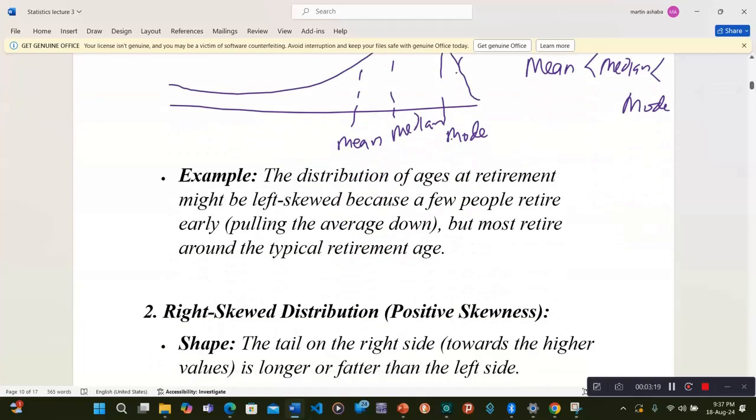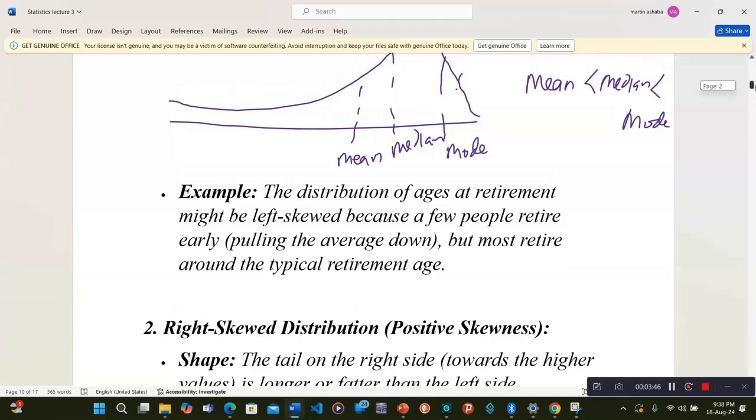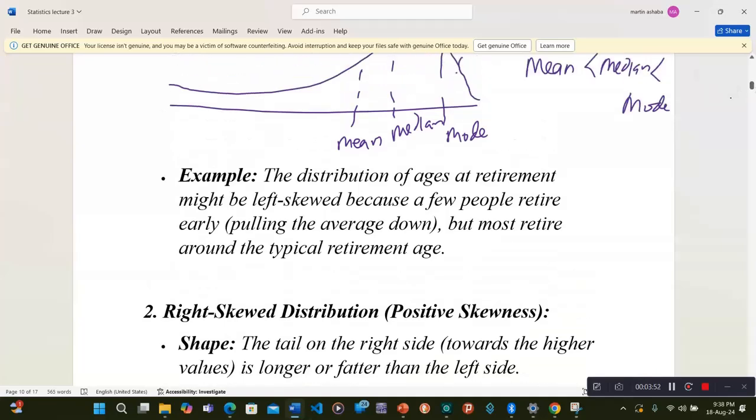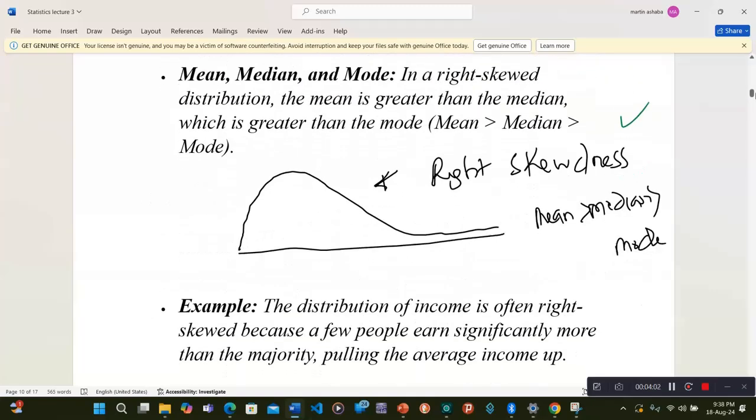An example is the distribution of ages at retirement. It might be left skewed because a few people retire early. In other words, a few young people are retiring, whereas the majority of the people retiring are aged or elderly. So the distribution of these ages is left skewed, with the mean pulled down and a longer tail moving towards the left.